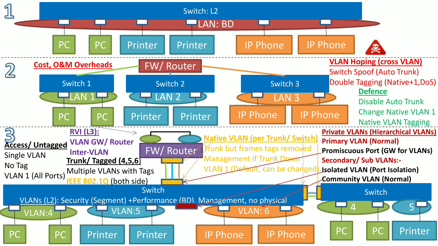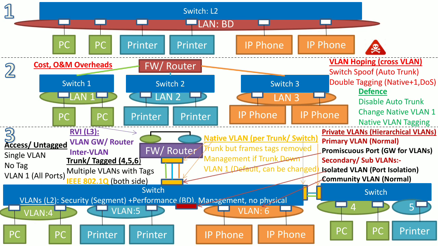So what can we do to prevent this? First of all, for the first method, that is a laptop spoofing as a switch, we can disable the auto trunk negotiation feature of the switch. So the switch won't allow any other switch to automatically configure its local port as a trunk port. And for the second attack, the double tagging attack, we can change the native VLAN ID from VLAN 1 to any other VLAN ID of our choosing, so that the attacker won't use the native VLAN ID for formulating the first tag.